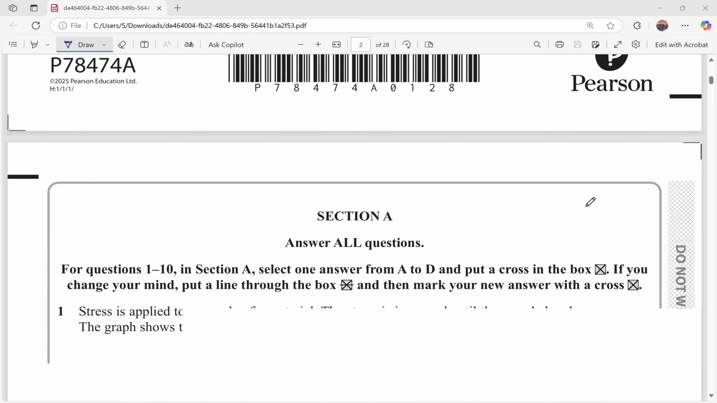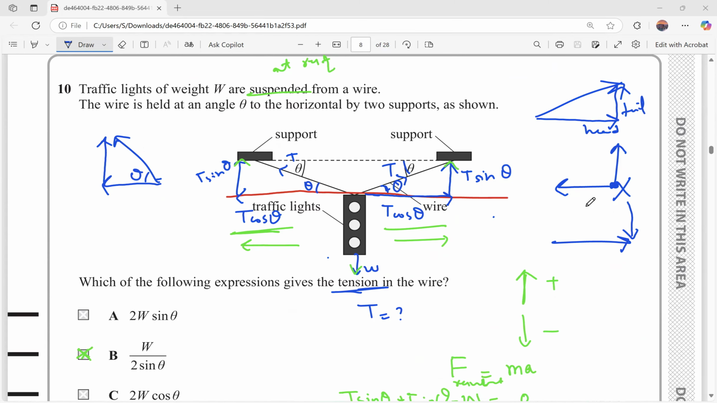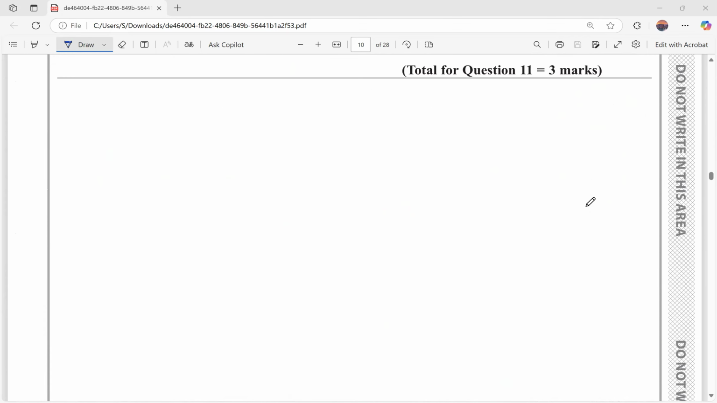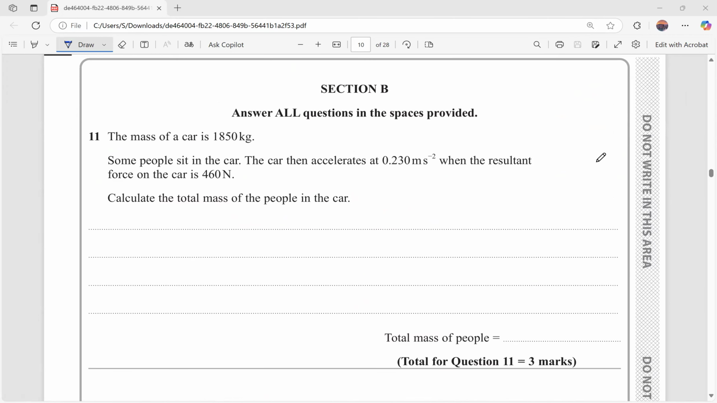So let's move on to Section 2. Okay. So question 11. The mass of a car is 1850 kg. Some people sit in the car. The car then accelerates at 0.230 meters per second squared when the resultant force on the car is 460 newtons. Calculate the total mass of the people in the car. Okay, 3 marks.